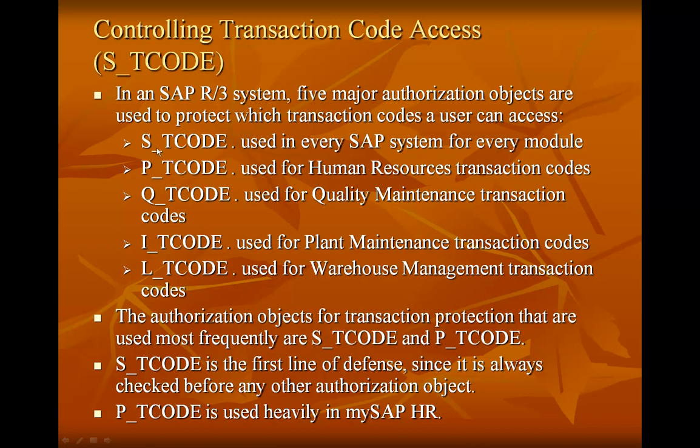Now let's assume S_TCODE contains PP01, but it's not there in P_TCODE. Then the user cannot execute the transaction code. He'll get a "you're not authorized" error.